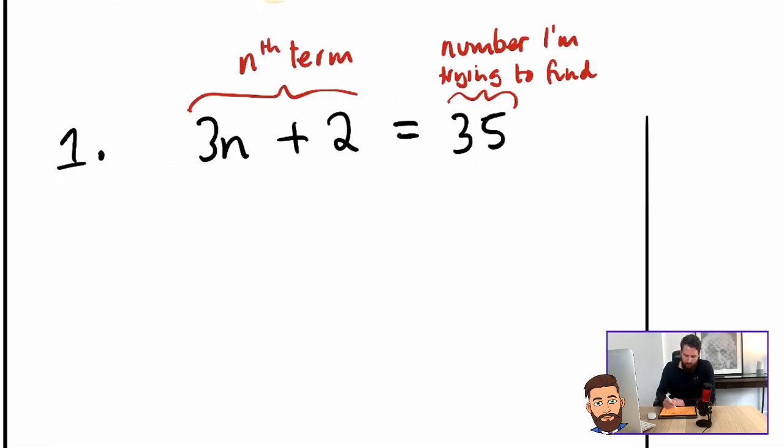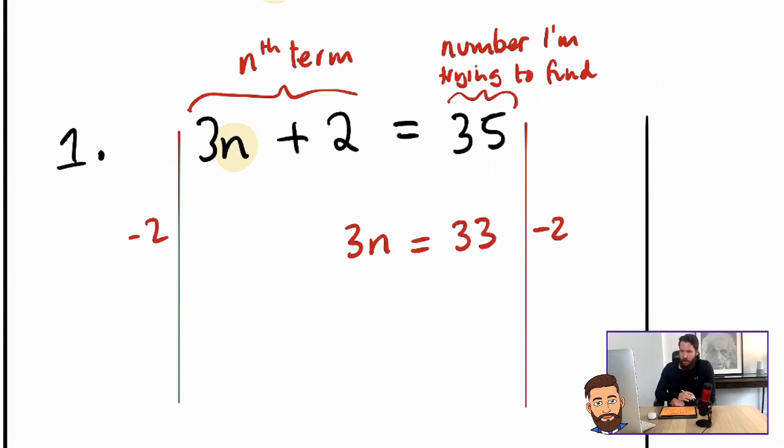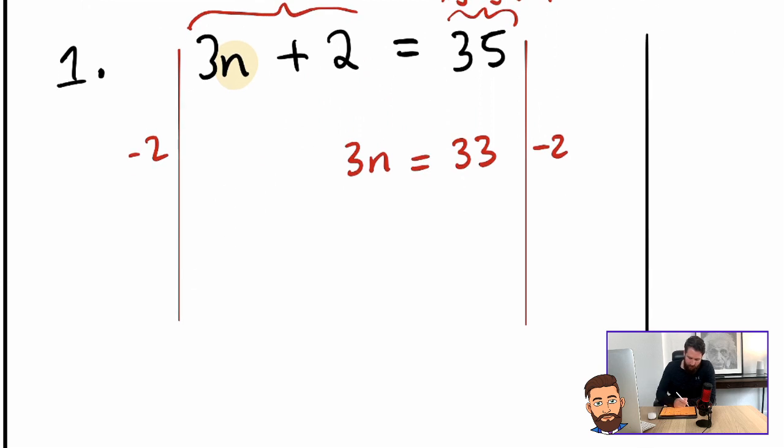Well, let's solve it. Let's solve it for n. If I solve this for n, the first step that I need to do, hopefully you're comfortable with solving simple linear equations, is minus 2 from both sides. You may lay it out differently, that's absolutely fine. That leaves me 3n equals 33. And then I can divide both sides by 3. 3 into 33 goes 11, so n equals 11.